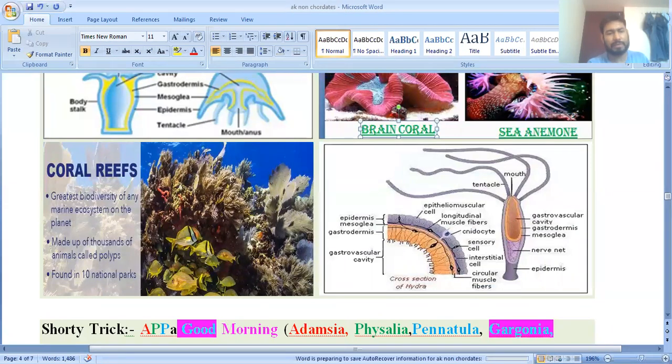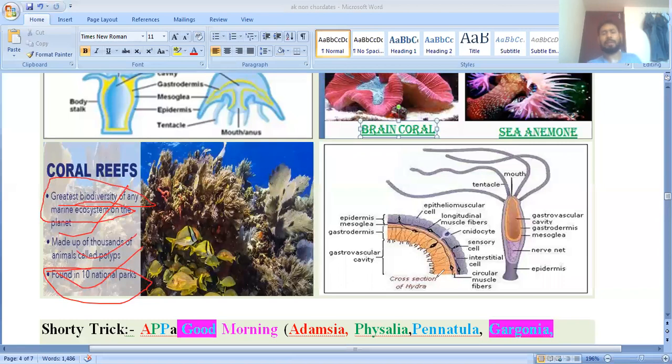If you read this sentence they have given: coral reefs have the greatest biodiversity in the marine ecosystem on the planet. In the marine ecosystem, coral reefs have the greatest biodiversity on the planet. Clear? They are made up of thousands of animals called polyps. They have a number of polyps and are found in the 10 national parks.